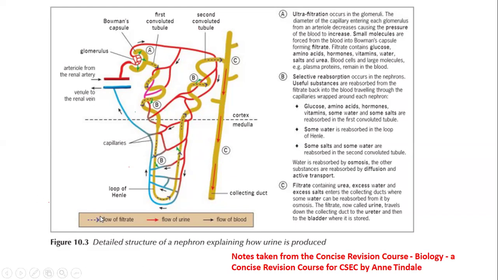So make sure we can identify it. We know that the loop of Henle is here, where selective reabsorption takes place. We know that the first convoluted tubule, right, is where most of the ultrafiltration would have taken place. The second convoluted tubule is where selective reabsorption would have taken place. So make sure we can label all of these things, guys. Very, very important. Guys, pay attention to this, because we never know what pops up.